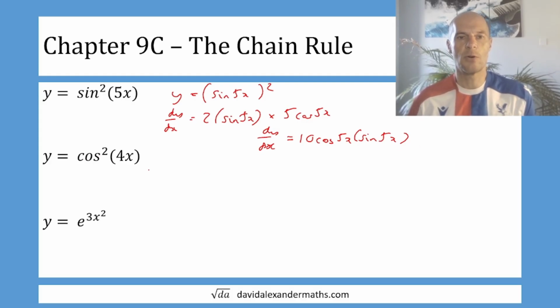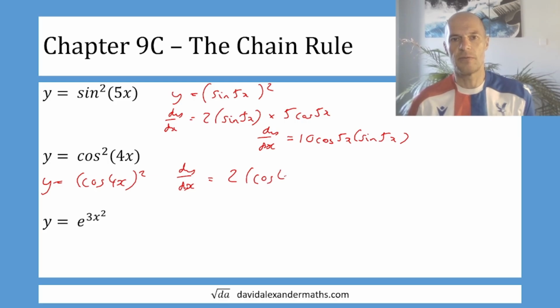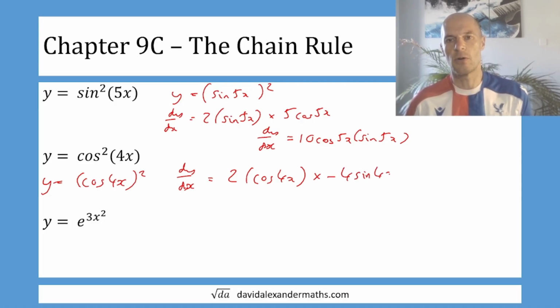Remember cos squared 4x, that can be written as y is the cos of 4x, squared. So therefore dy by dx is power comes down to the front, cos of 4x to the power of 1 multiplied by the derivative of the cos of 4x. So remember cos goes to negative sine, so that's minus sine 4x times 4, so minus 4 sine 4x. So therefore dy by dx is negative 8 sine 4x multiplied by the cos of 4x.